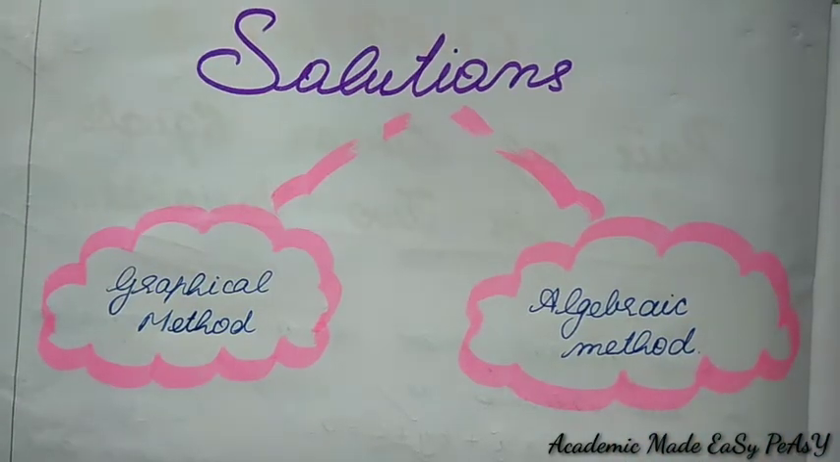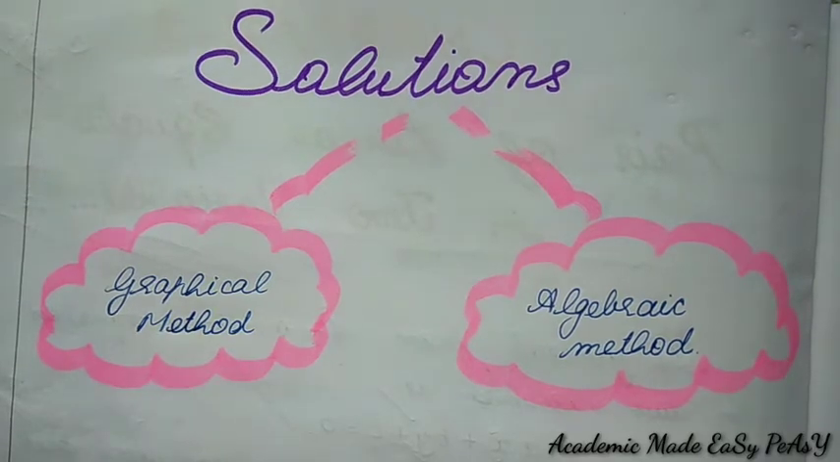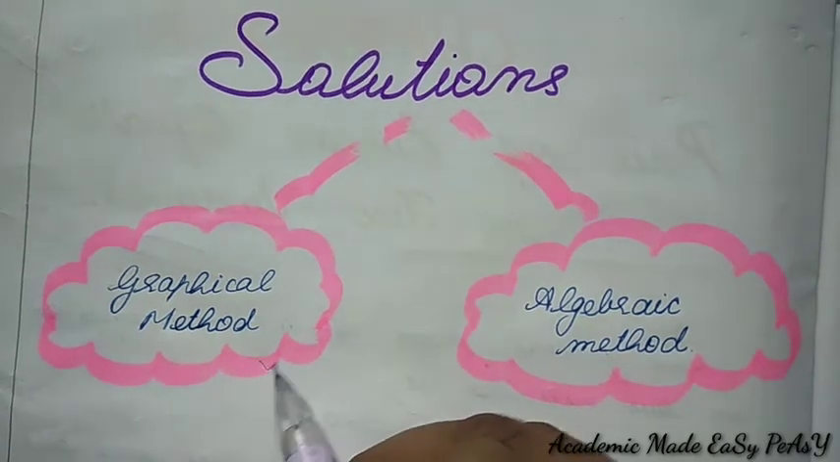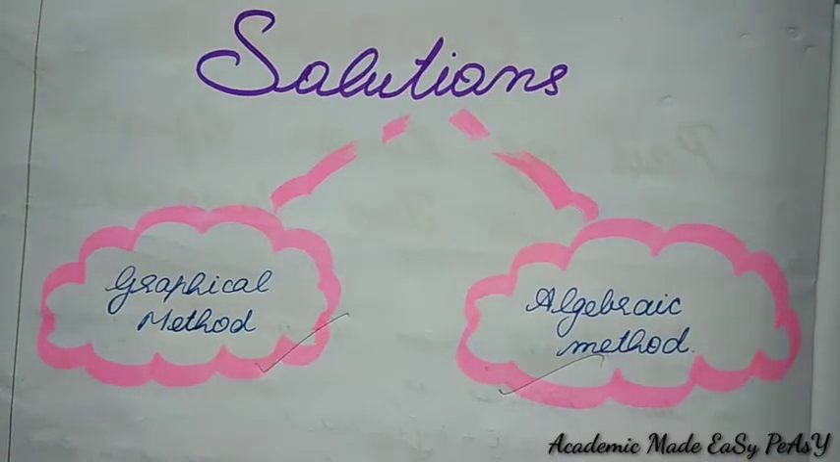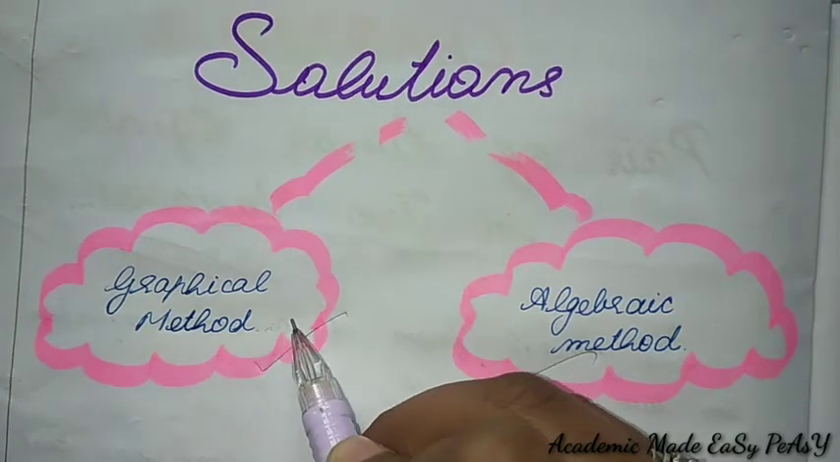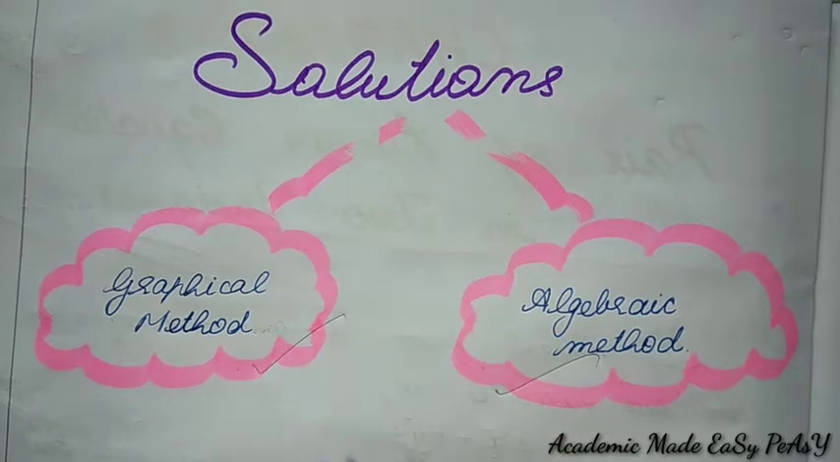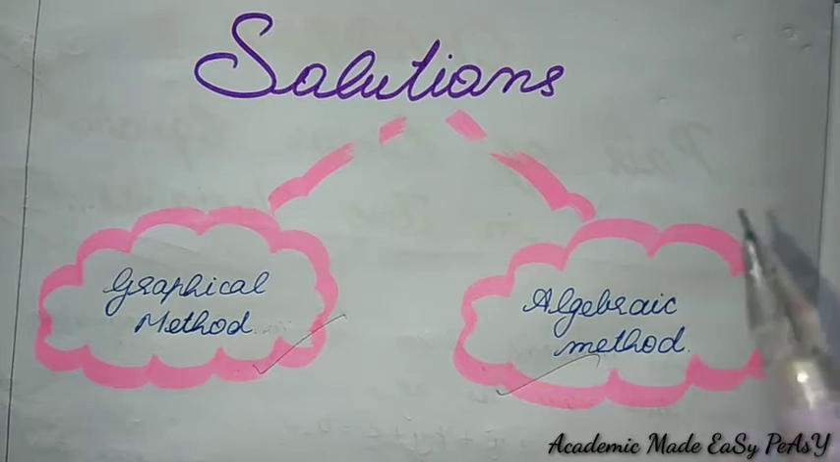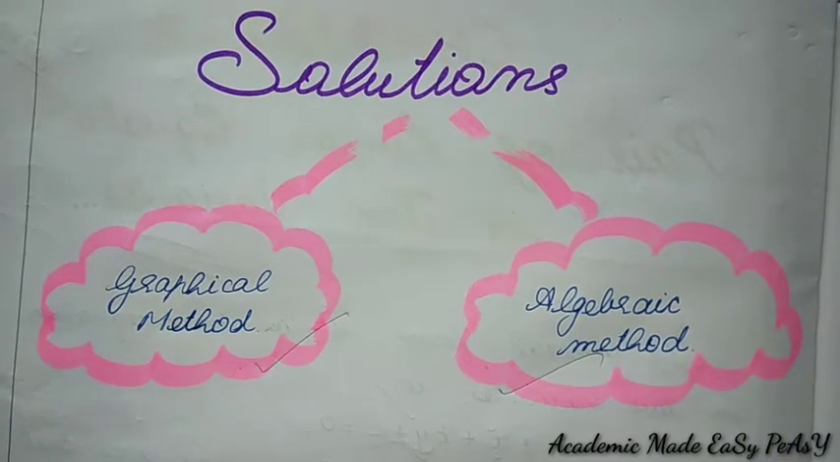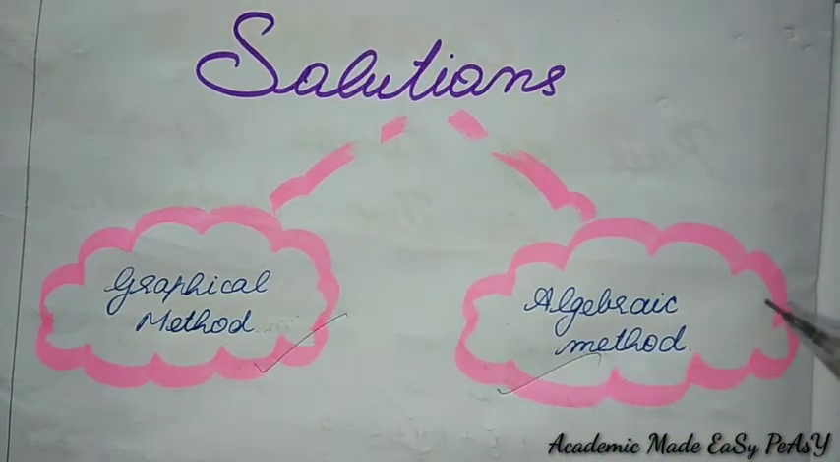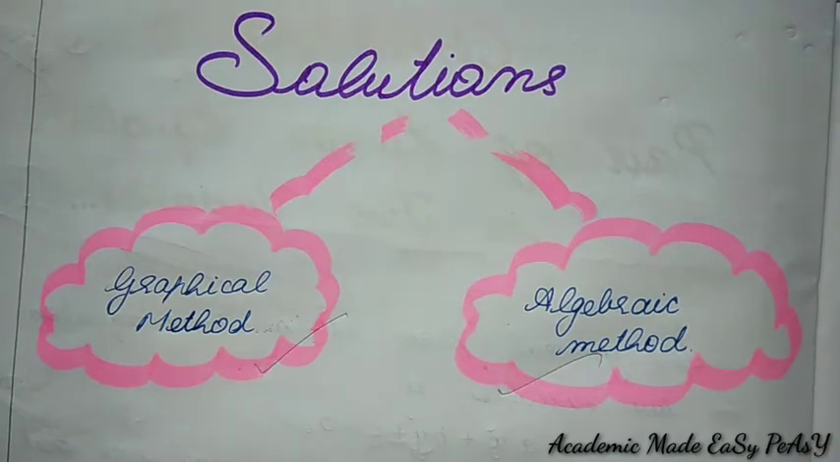So in order to find the solutions of the given two linear equations, we have two methods of finding. One is the graphical method and one is the algebraic method. In the graphical method, we will be using the graph and finding the solution for the given two equations. In the algebraic method, we will be just using this x and y and substituting or doing some methods and finding the solutions. These are the two important methods that we will be using.